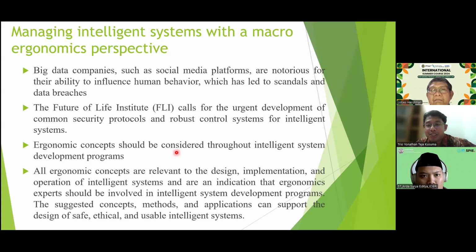Ergonomic concepts should be considered throughout intelligence system development programs. All ergonomics concepts are relevant to the design, implementation, and operation of intelligence system, and are an indication that ergonomic experts should be involved in intelligence system development programs. The suggested concepts, methods, and applications can support the design of safe, ethical, and usable intelligence system. So macroeconomic is so important.